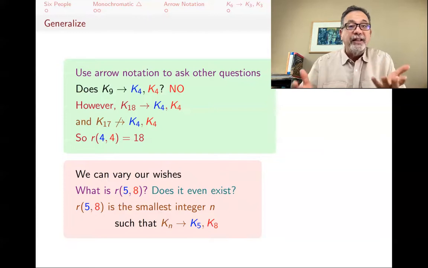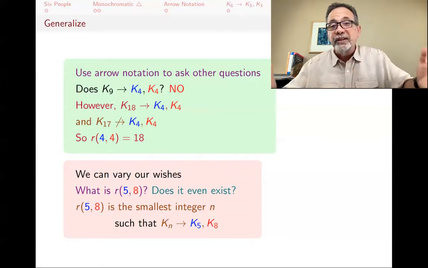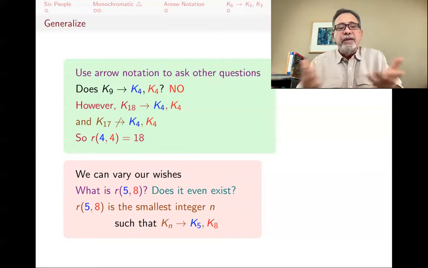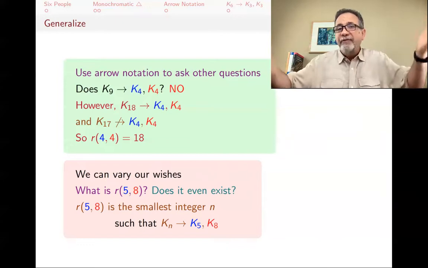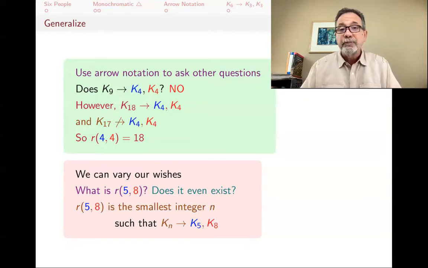I mean, I said something like that for K4, you have to go to 18. But why would that be? Maybe if I want K5 or K8, I've got to go to infinity. I just keep going and never get it. So the first place is to actually show that these numbers do exist.